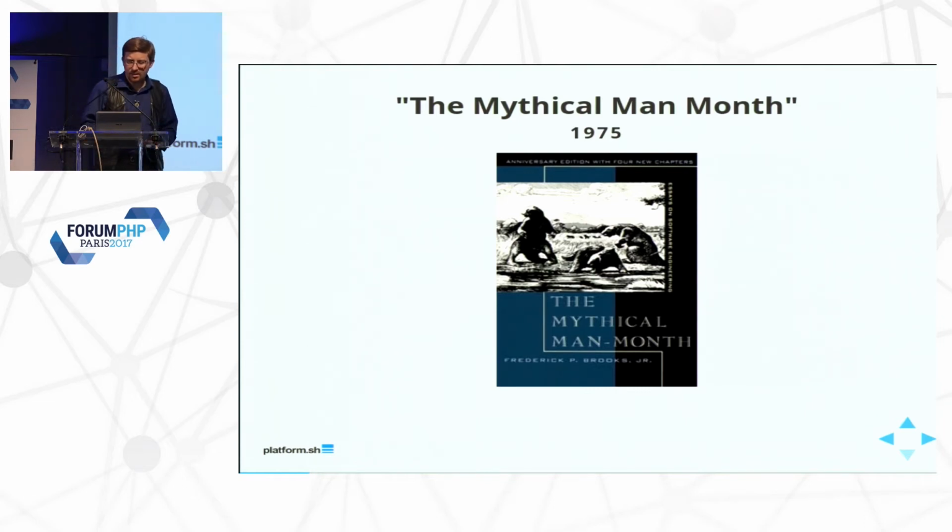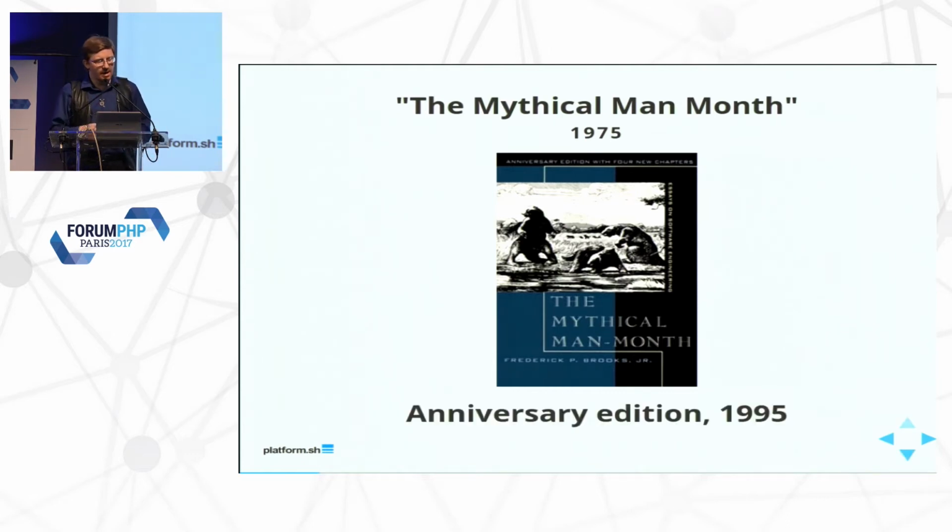In 1986, he released an essay called No Silver Bullet, and then in 1995, released a 20-year anniversary edition of the book to say, it's been 20 years, is this stuff still true? And the answer was yes. In 20 years, nothing really had changed. His conclusions about how to run large software projects were still true.